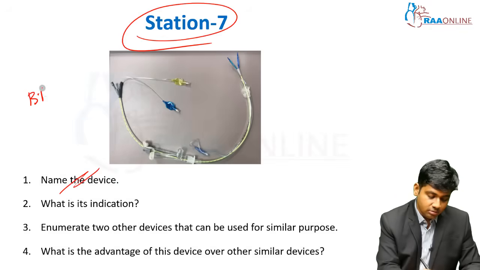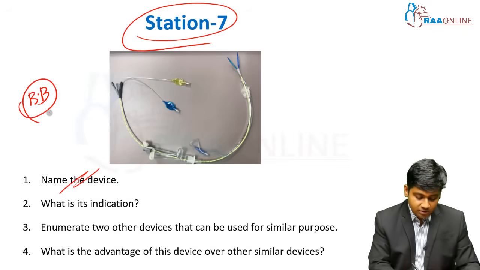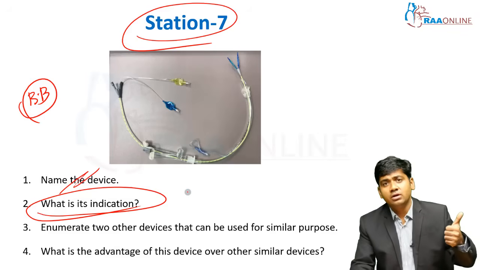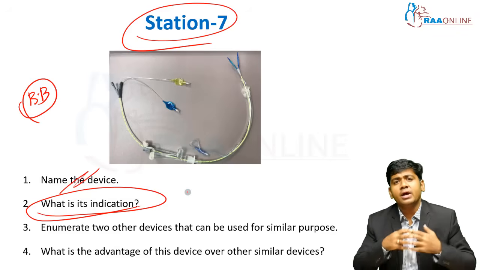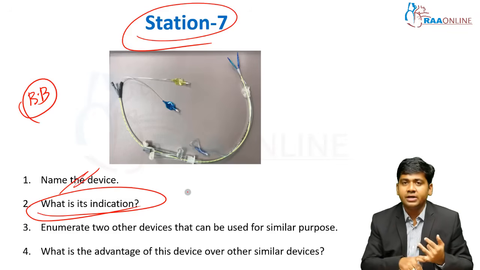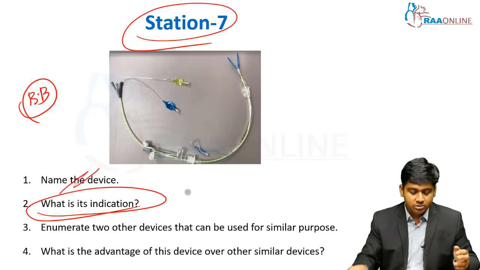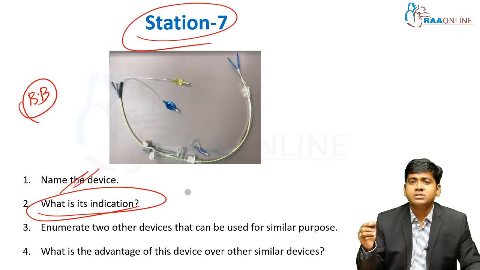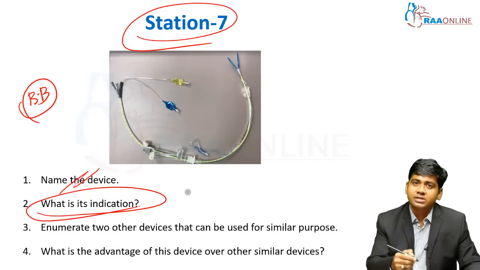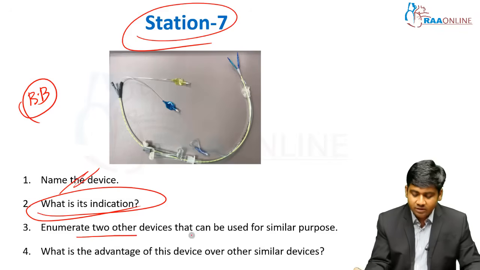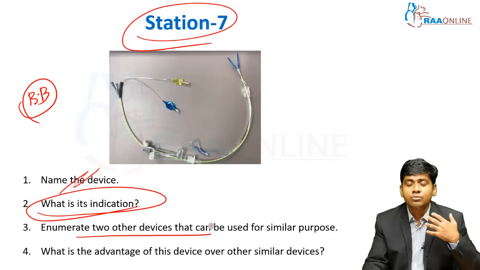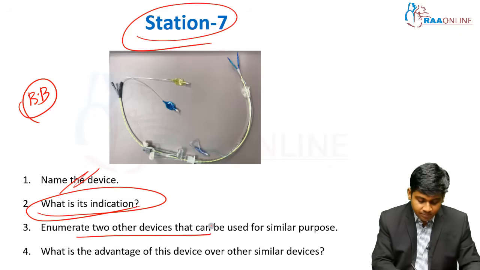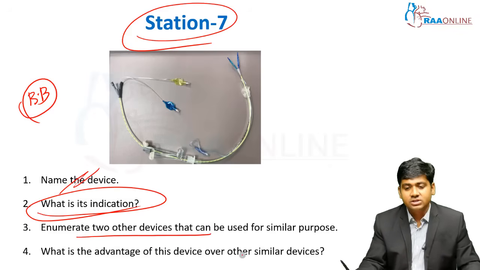Name the device. It is a bronchial blocker. What are the indications? Difficult airway where we are not able to put the double lumen tube, and in case of lung separation techniques. Any lung separation technique, if you write it as an indication, then definitely it will be correct. These are the indications. What are the indications of double lumen tubes? They are also the indications of a bronchial blocker. Enumerate two other devices. So again, DLT and Univent tubes are the other devices which are used to achieve one lung ventilation.